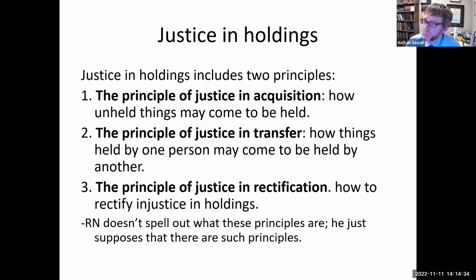The first principle is the principle of justice in acquisition. And this will be a principle which tells us how unheld things may come to be held. That is, how things which are no one's property yet may become someone's property. Secondly, you're going to need a principle of justice in transfer. And that's going to be a principle that tells you how things that are held by one person may come to be held by another person. That is, how something which is my property can justly become your property.